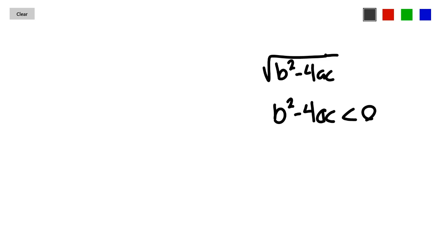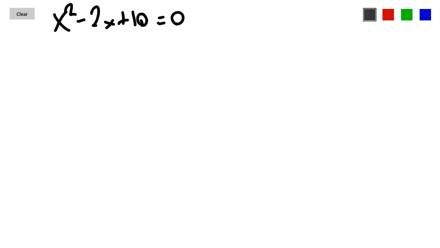And when that happens, the inside of the root is going to be a negative number. So in some cases, we're going to have complex roots for quadratic equations. For an example like this, let's say that I have x squared minus 2x plus 10 is equal to 0. The first thing that you should try to do is to factor it.